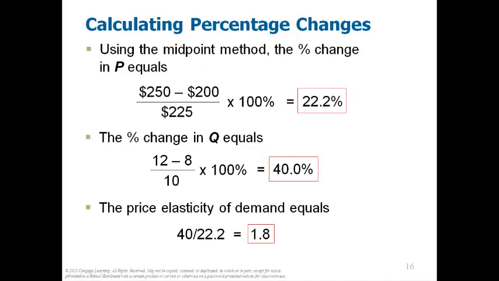The change in quantity is the difference in the two quantity numbers divided by the average in the two numbers. So the difference is 12 minus 8, the average is 10. So you get 4 over 10 times 100 is 40%.